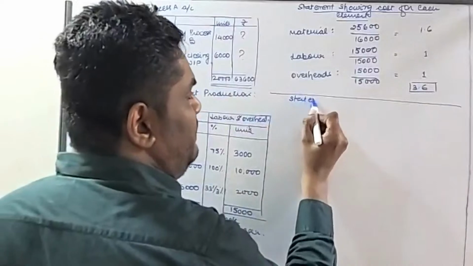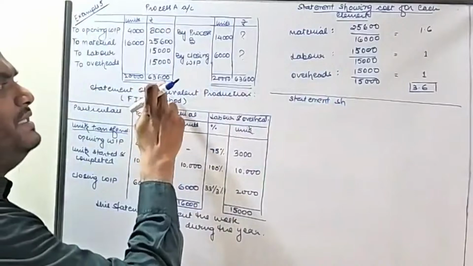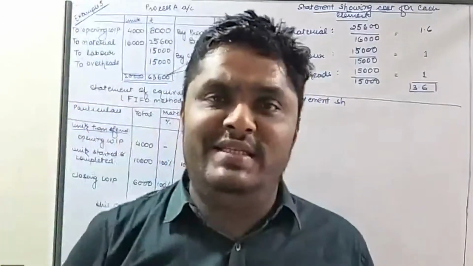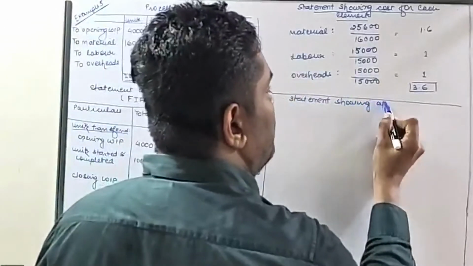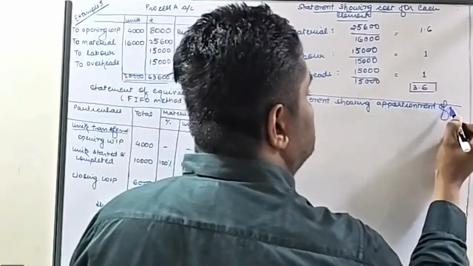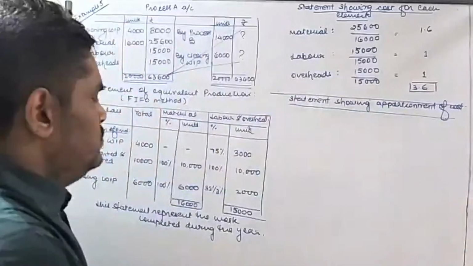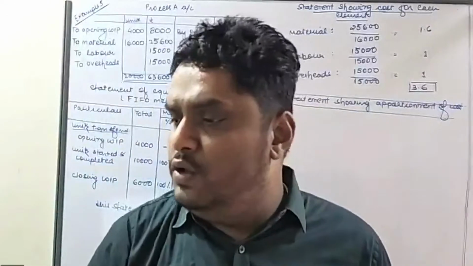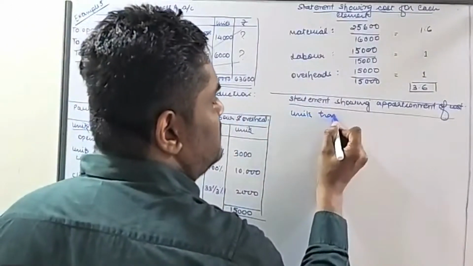Now let's prepare the statement. At the end of the day, we need to apportion these 63,600 among these two. So that's why we are doing all this exercise. So now let's apportion the cost. Statement showing apportionment of cost. Now, we have to identify the cost of the units that are transferred to the next process and closing work in progress. So let's calculate the value of units transferred first.